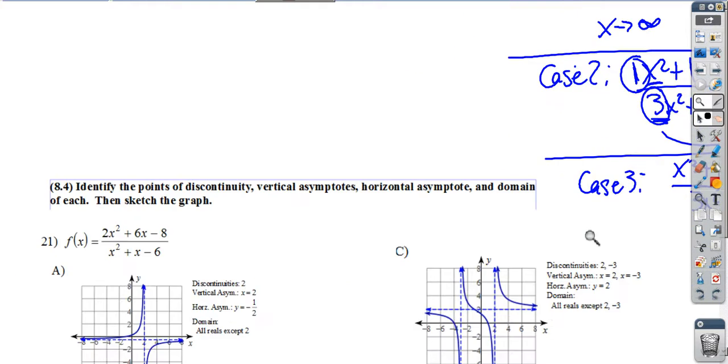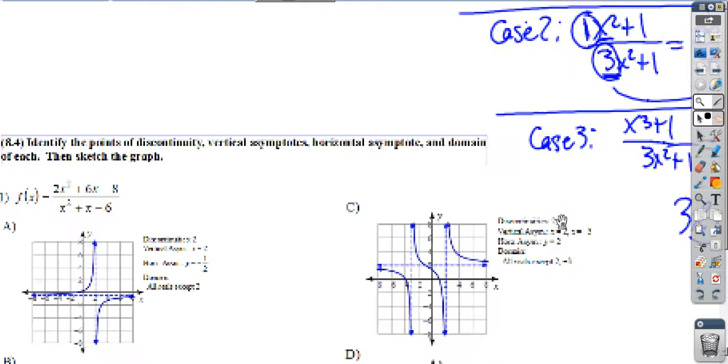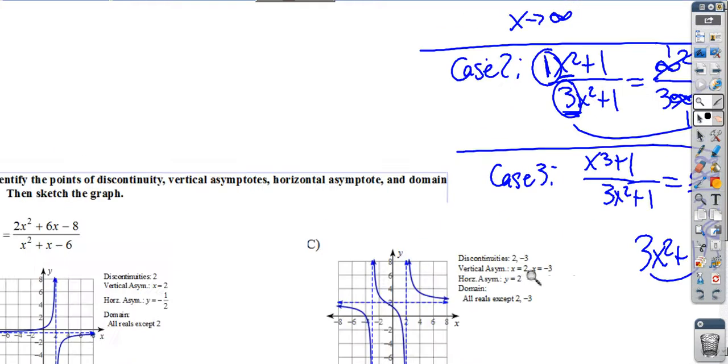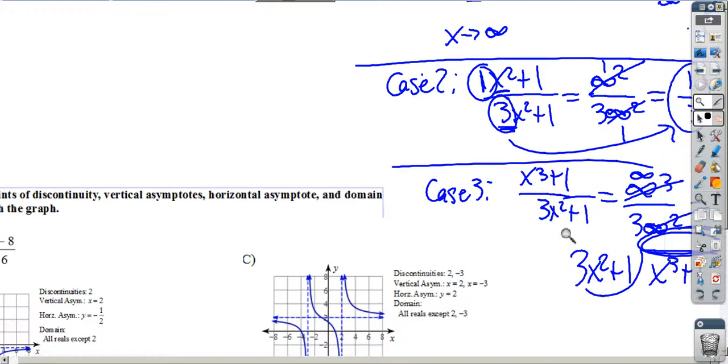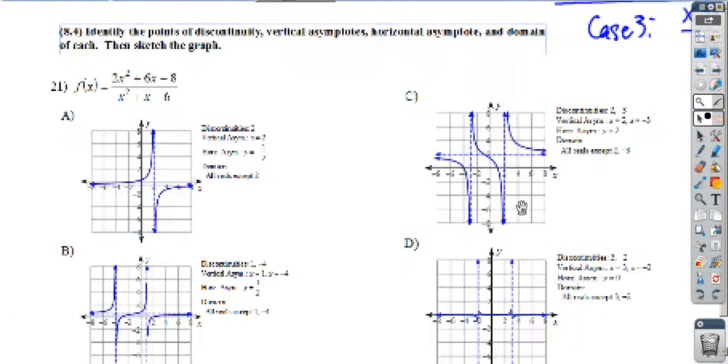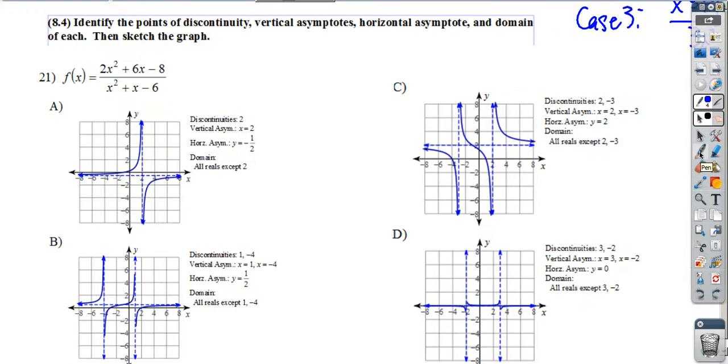Alright, so first of all, let's decide if this is case 1 or case 2. So this is 2x squared over x squared. The degrees are the same, so that's a case 2. So that means our horizontal asymptote is just going to be the ratio of 2 over 1, or 2. So horizontal asymptote will be y equals 2. That means the range is going to be y does not equal 2.